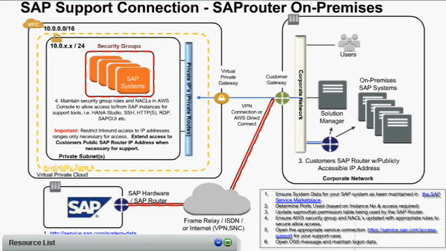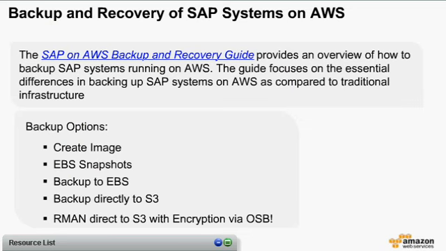Now, all this is documented in an implementation and operation guide on our site. You can take a look at that. Lastly, when it comes to backup and recovery of systems on AWS, there's a number of options. You can create EBS snapshots or back up directly to S3 like I've talked about. There's the RMAN option with this OSB module that allows for direct-to-S3 backups.